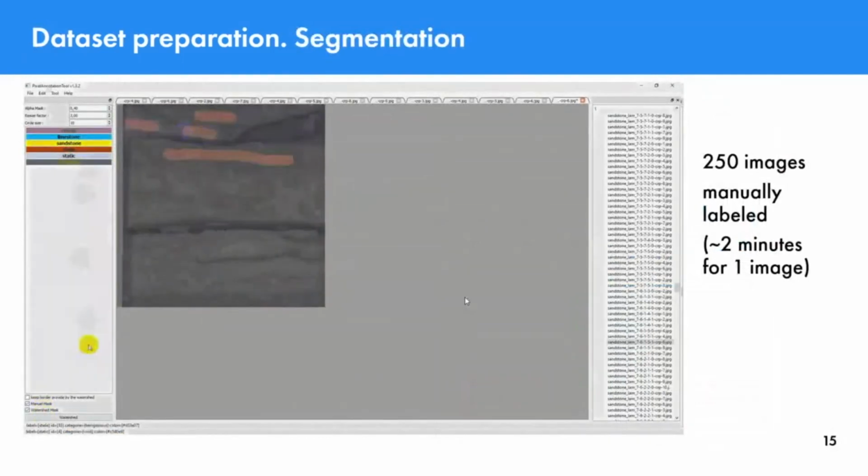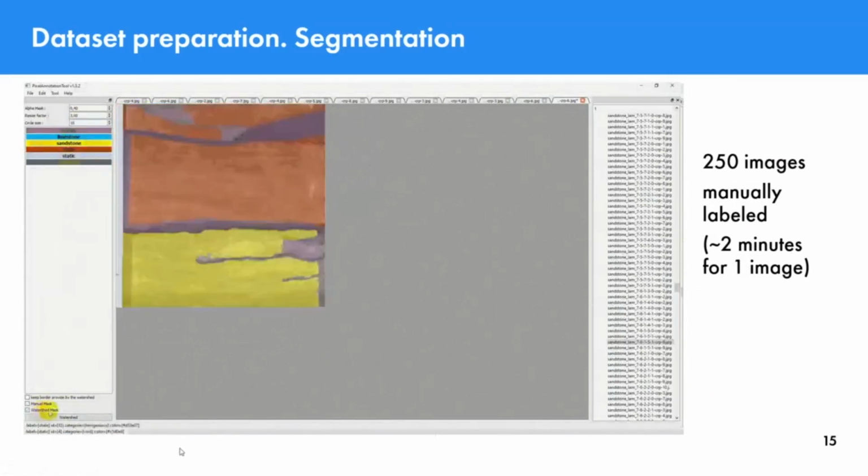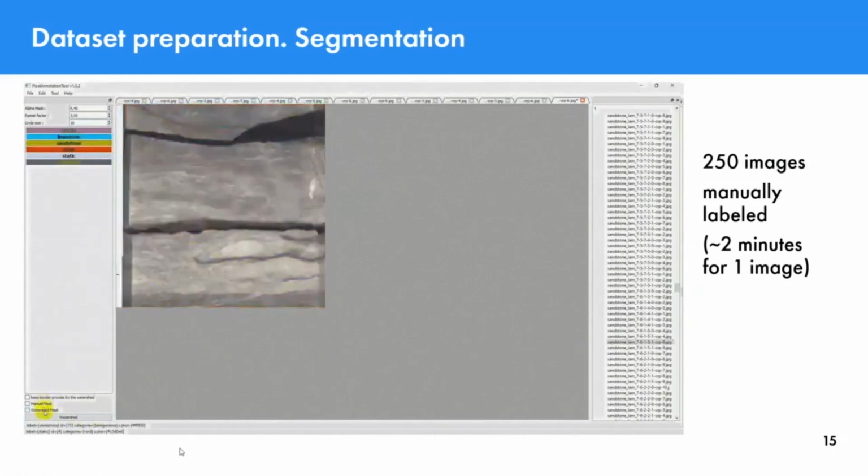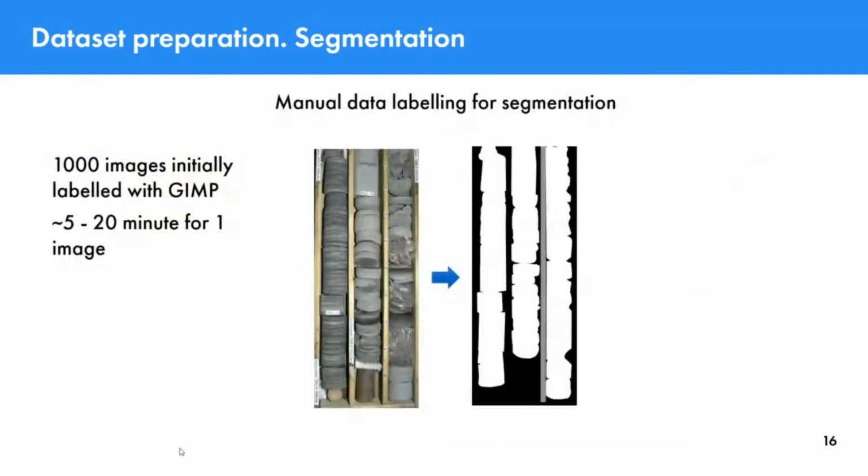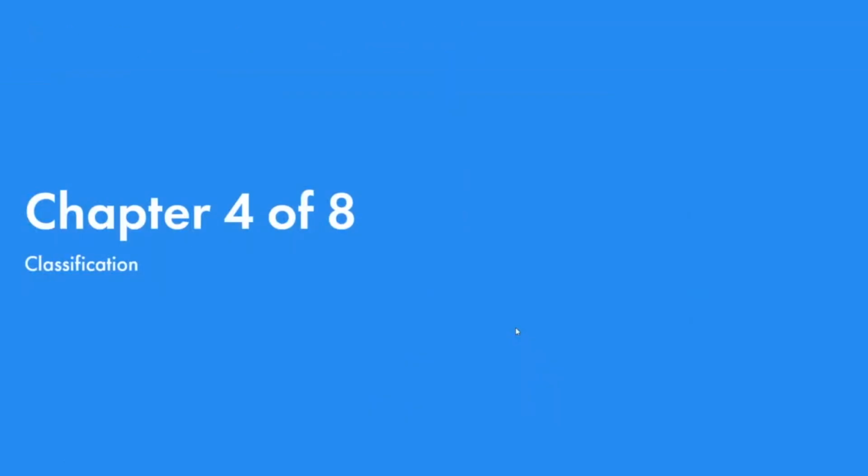Another dataset preparation was the segmentation step for segmentation algorithms, and it is manual labeling based on a special tool, which applies watershed during the segmentation by an expert, and 250 images were manually labeled with such methodology. And another approach to data labeling is manual data labeling in various GUI applications like GIMP. Here the expert manually labeled several labels like core, like scale here, and so on. And 1,000 images were initially labeled in such a way.